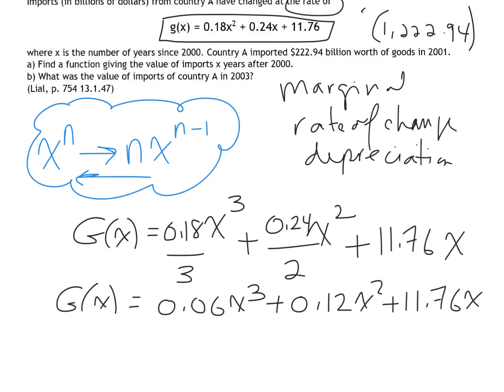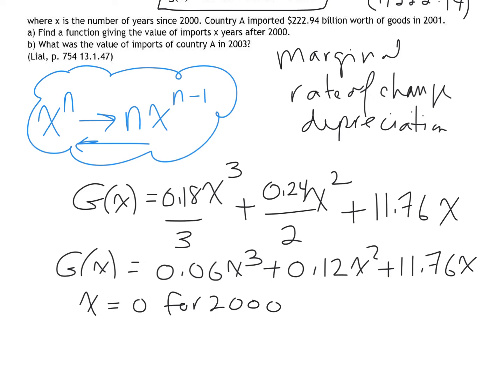So part B just says, okay, well, now you've got that function. Can you now tell me what the value of the imports of country A were in 2003? So our baseline year, right? x is 0 for 2000. We've done this since the very first week, so this is something we're comfortable with. So x is 3 for 2003, yeah?